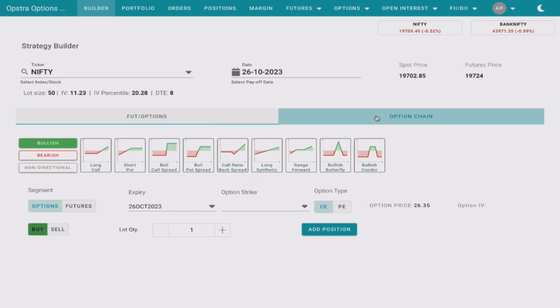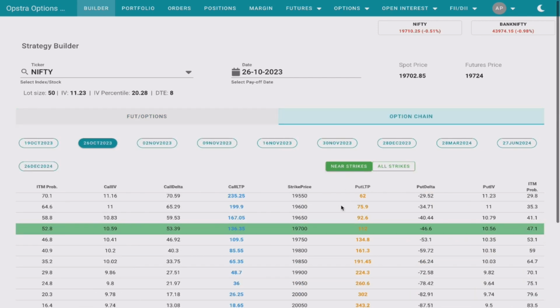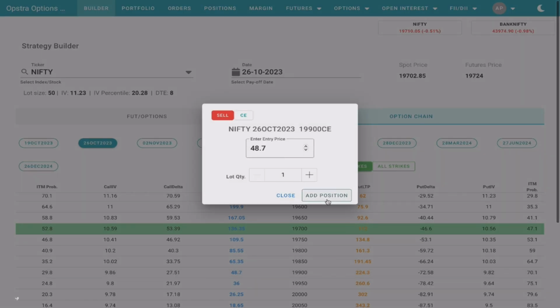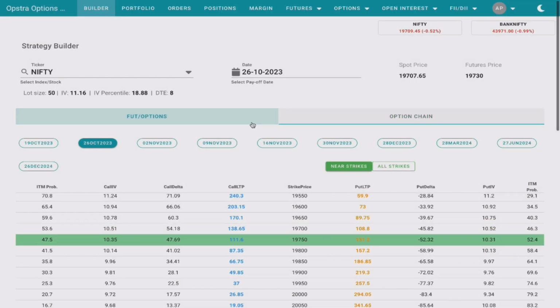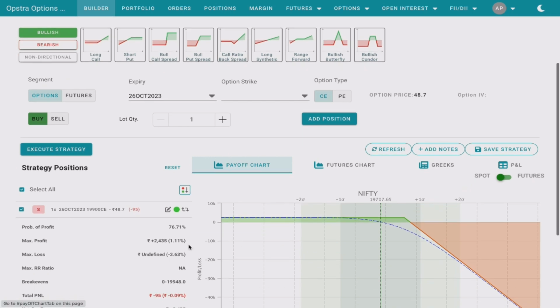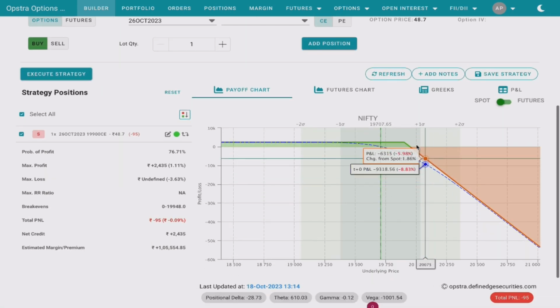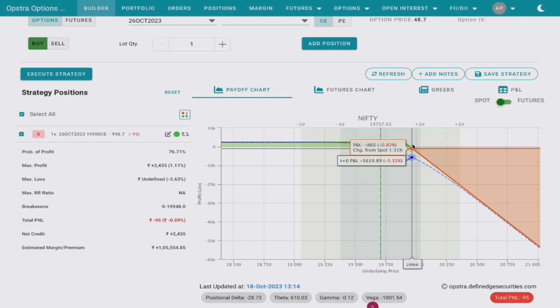As we saw earlier, it makes more sense for us to be net sellers of options. So when we go ahead and sell this 19,900 call, we add a significant amount of probability of success to our position, 76.71% in this case. But as we saw earlier, the problem with this strategy is that the risk is undefined.